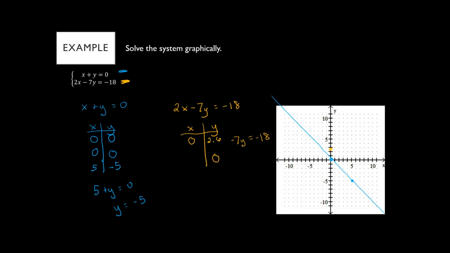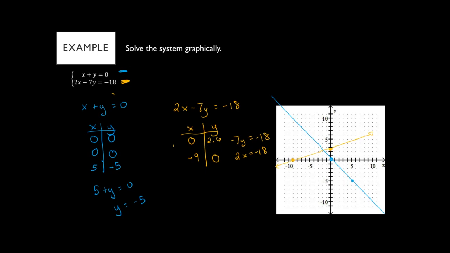And then I'm going to plug 0 in for y, which gives me the equation 2x equals negative 18. So when I divide both sides by 2, I get negative 9. So 1, 2, 3, 4, 5, 6, 7, 8. I got to make sure I'm reading my lines correctly. So now I'm going to draw my line through there as best I can, and then I'm looking for the intersection point and estimating where that is.